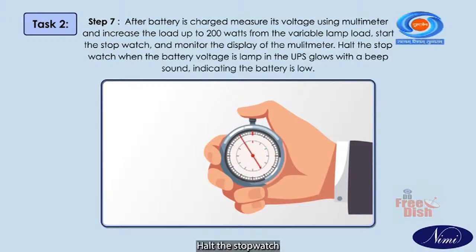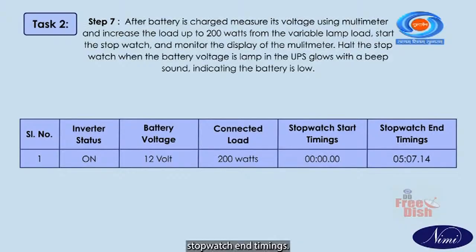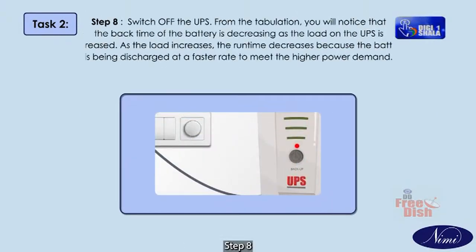Halt the stopwatch when the lamp in the UPS glows with a beep sound indicating the battery is low. Serial number 1. Inverter status on. Battery voltage 12 volt. Connected load 200 watts. Stopwatch start timings. Stopwatch end timings.